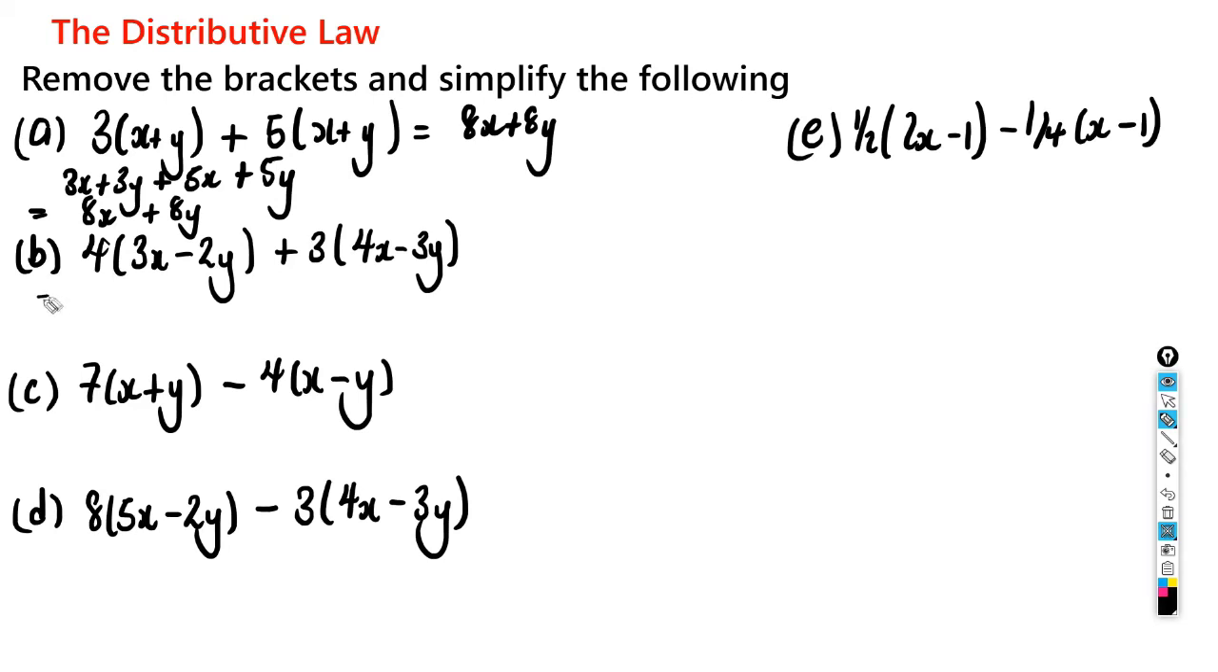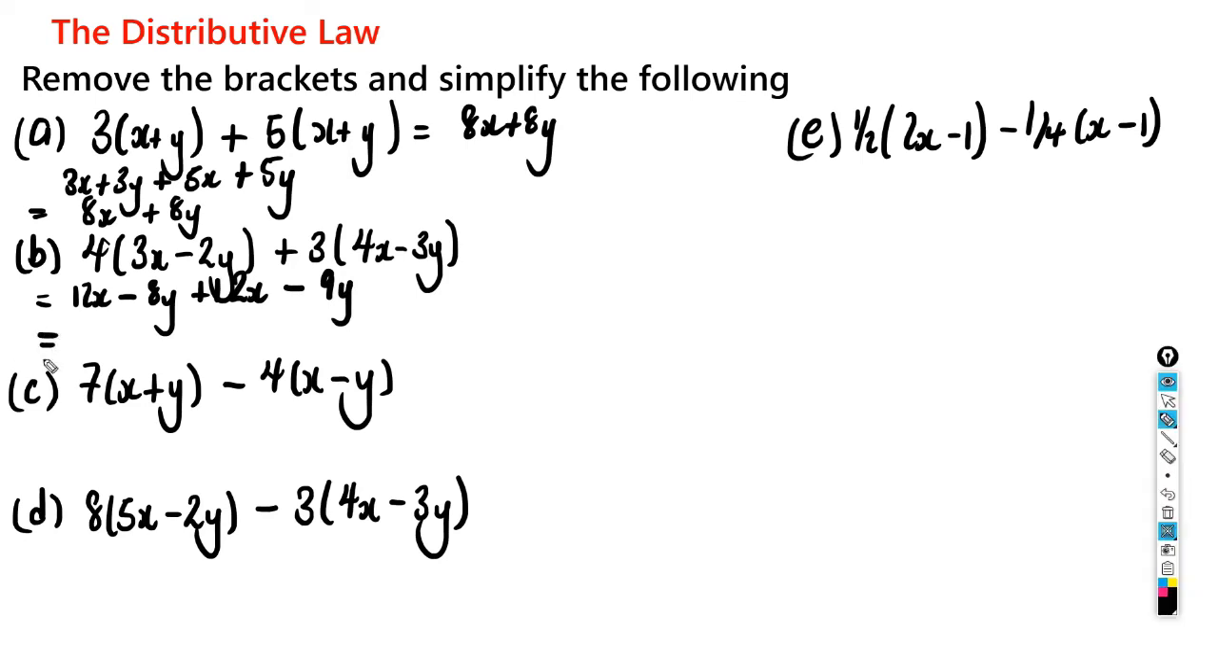So let's just break that down. We're going to get 4 times 3, which would give us 12x, minus 4 times 2y, which would give us negative 8y. Then plus 3 times 4x, which would give us another 12x, minus 3 times 3y, which would give us negative 9y, right?